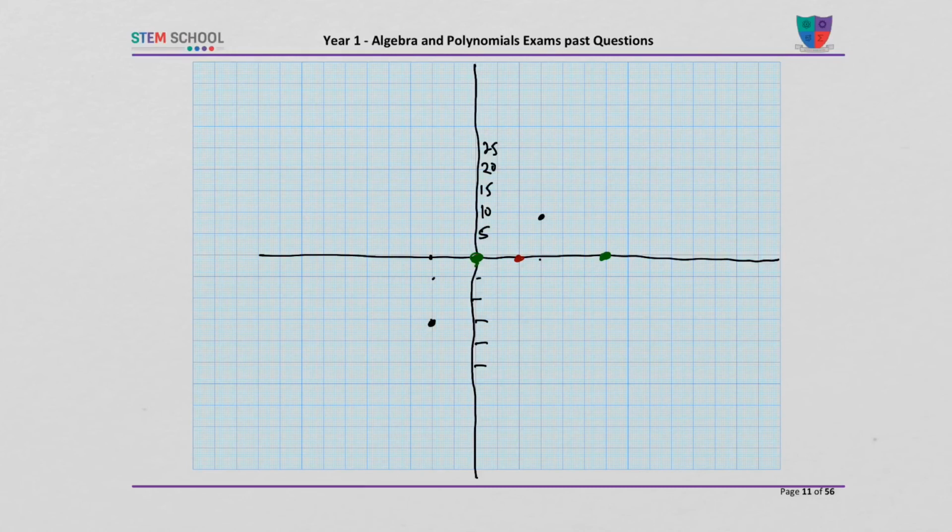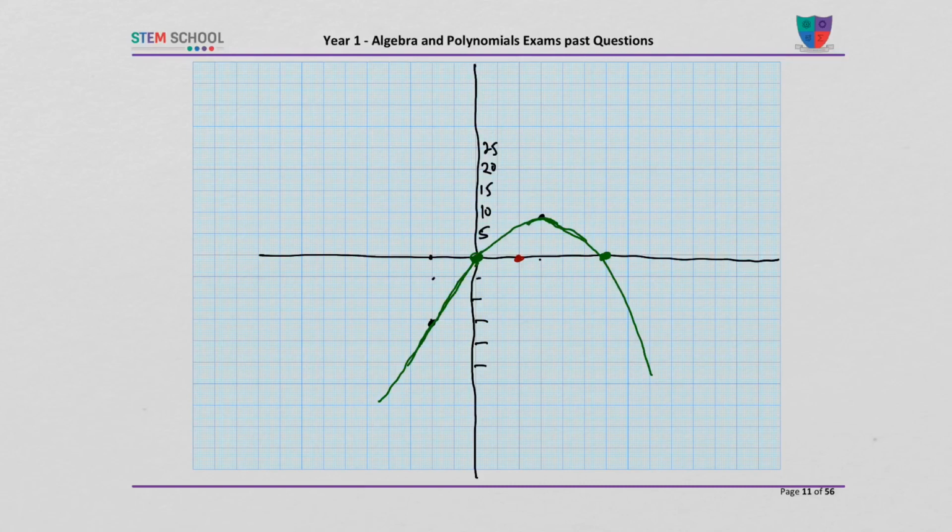Now it's easy to sketch the curves. I'm going to sketch this lovely curve. For the quadratic, let's use the green. The turning point of the quadratic is there, so it's going through that, and the turning point is there, and it's going through there. So that's the quadratic.